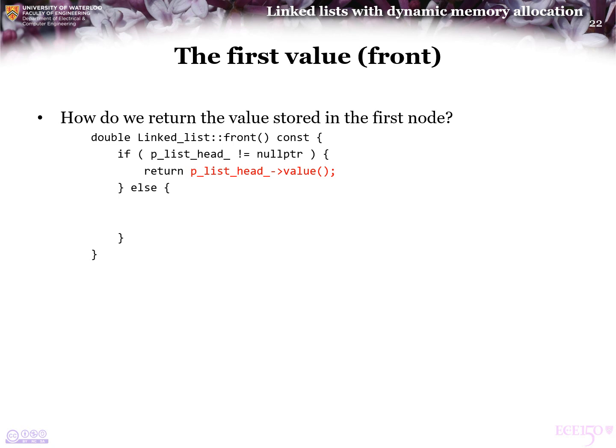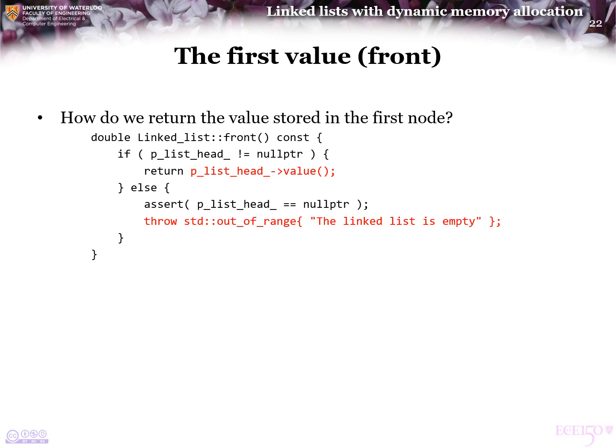Now, what do we do if the linked list is empty? Well, let's of course add an assertion just to make sure that another subsequent user or programmer has not accidentally made a mistake. We'll make that assertion and we will throw an out of range error. Basically, we are asking for the first entry of a linked list when that linked list does not have a first entry. Consequently, it is out of range, and we will initialize that exception with the string "the linked list is empty" to make the user aware of what has happened.